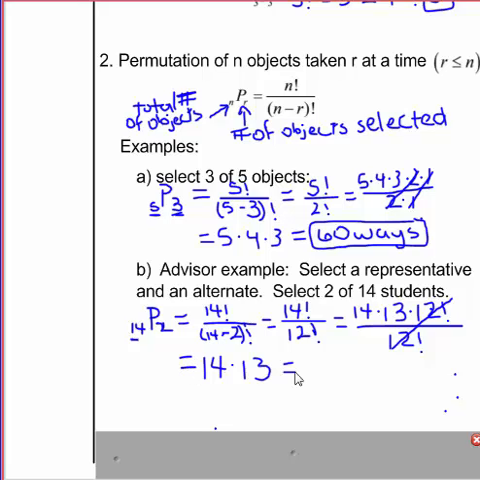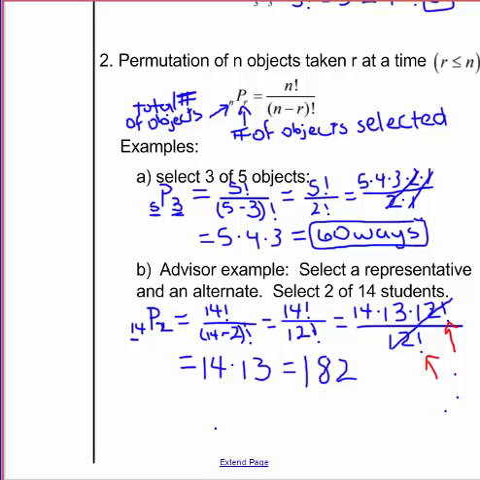Make sure that when you use this method, don't forget that factorial at the end on the top and the bottom. It's a very important piece. That indicates that there are still numbers that come after the 12. So you need to have it in both cases. Now finishing up, 14 times 13. So there are 182 ways that we could select 2 students out of the class of 14.